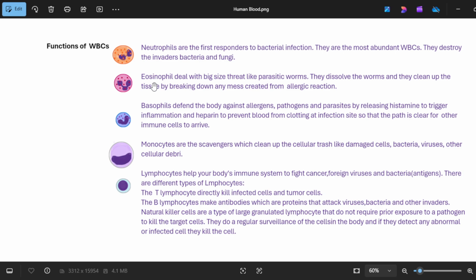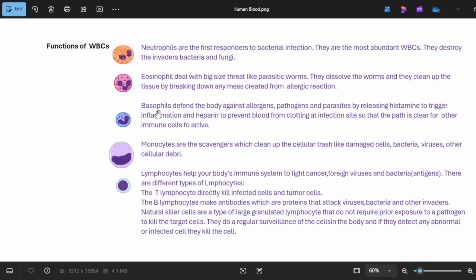Next, we have the eosinophils. Eosinophils are white blood cells which deal with big threats like parasite worms, which are bigger in size. These eosinophils are helpful there, where they dissolve the parasites or the worm's body, and they will clean up any mess created by the allergic reaction.